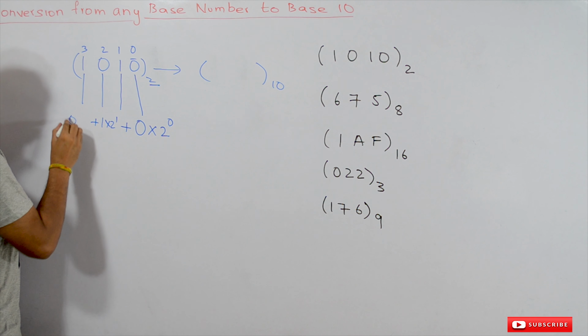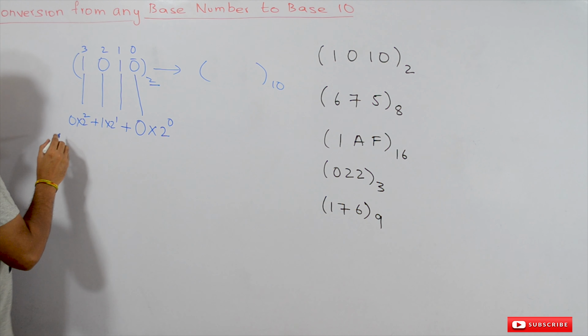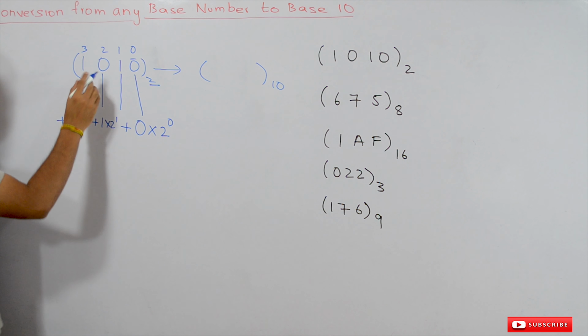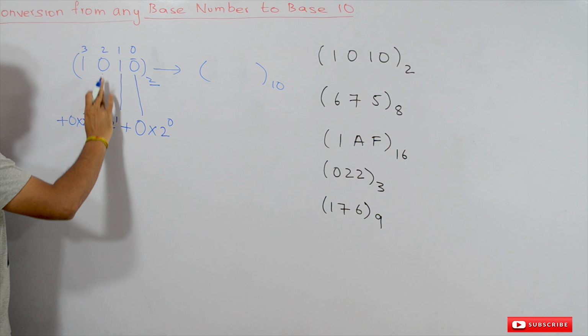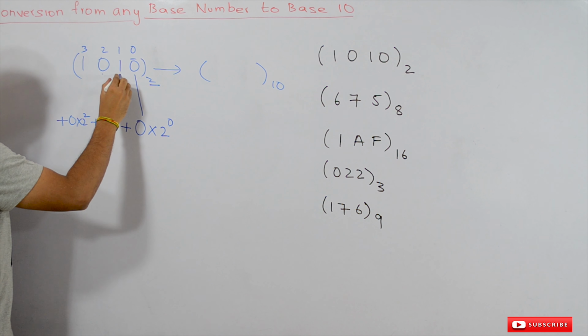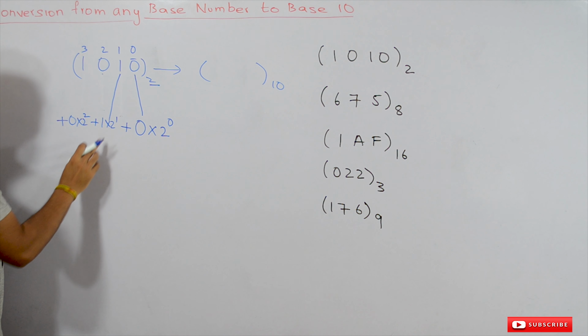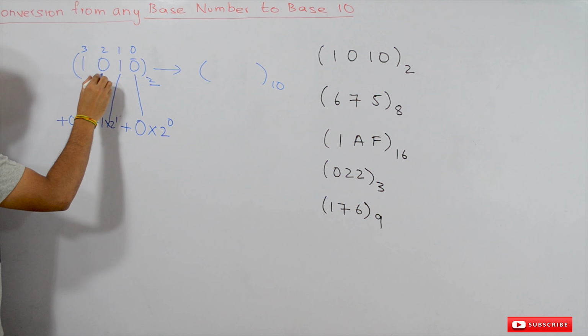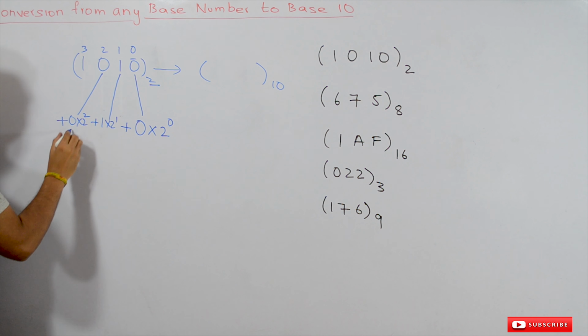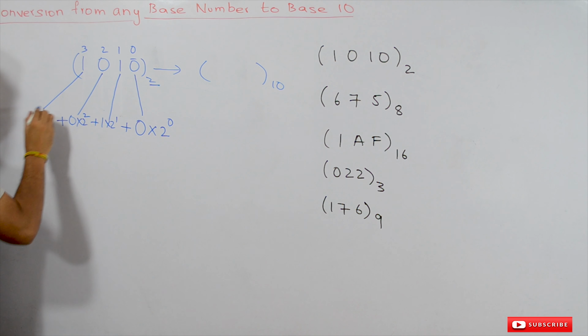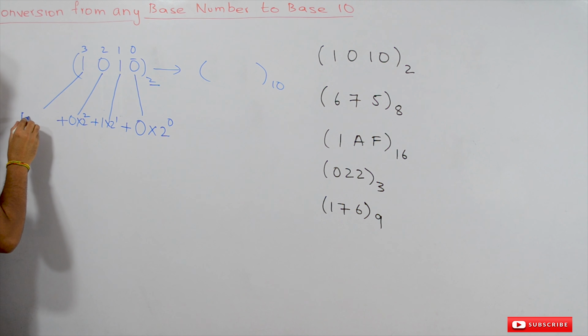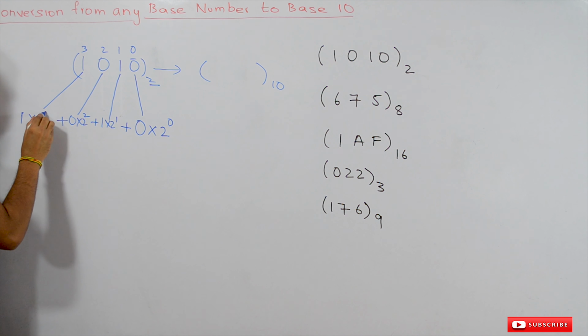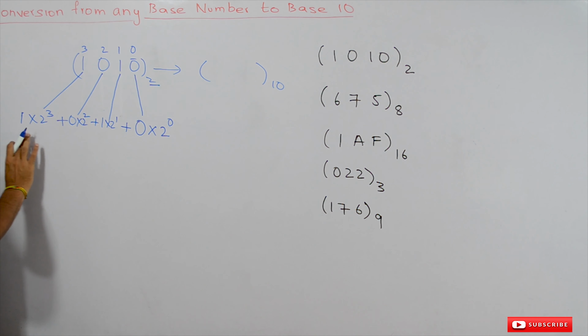Next we have to find 0 into 2 power 2. And next, we are trying to find the positional weight of each and every digit. So the positional weight of this digit is 1 into 2 power 1. The positional weight of this bit is 0 into 2 power 1. Similarly, the positional weight of this number is 1 into 2 power 3. Now sum all these values.